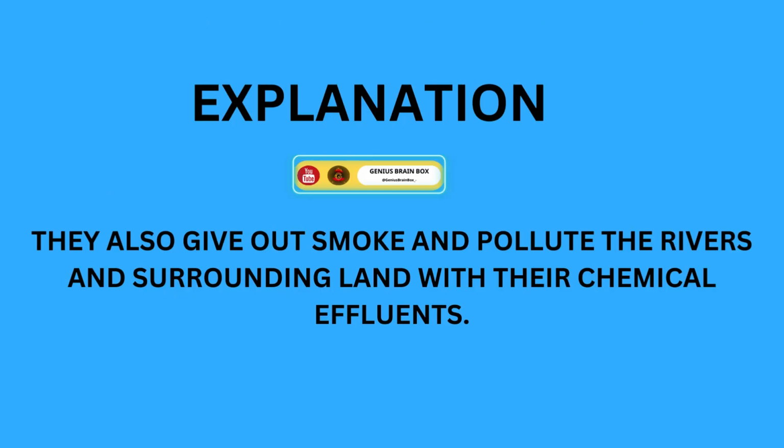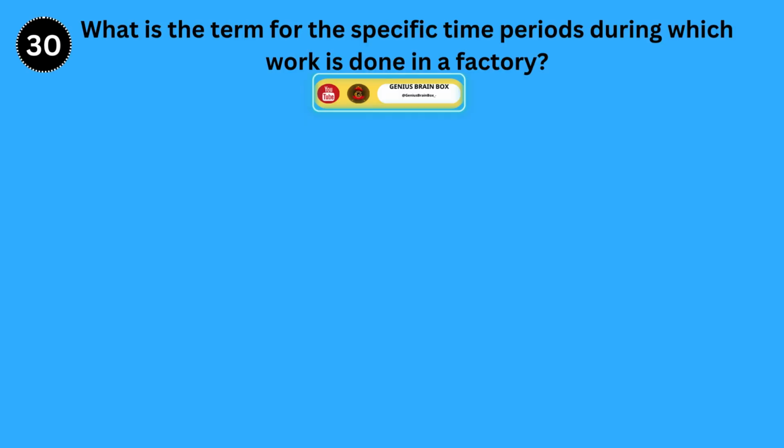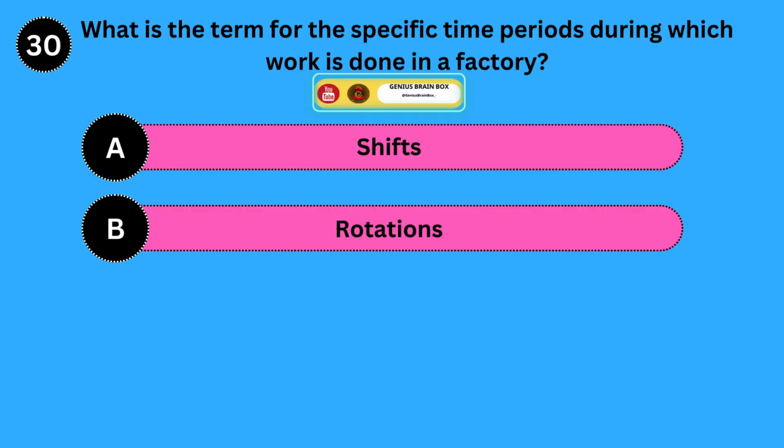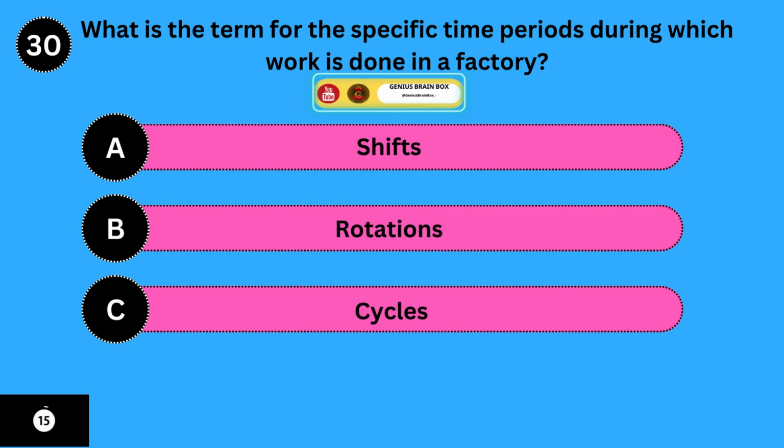Explanation. They also give out smoke and pollute the rivers and surrounding land with their chemical effluents. What is the term for the specific time periods during which work is done in a factory? Option A, shifts. Option B, rotations. Option C, cycles.